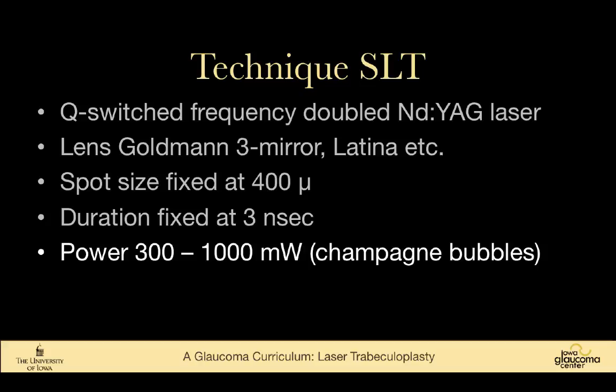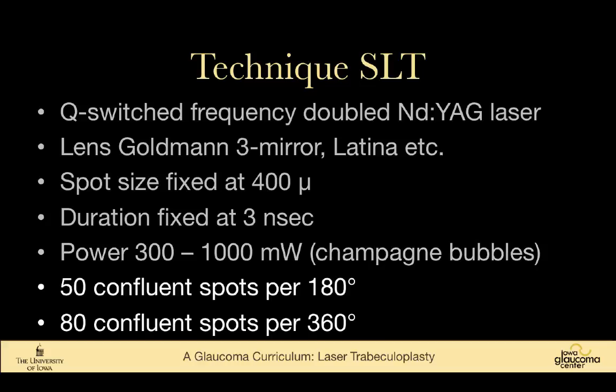Some people will continue to treat at that energy level. Others will get to the champagne bubbles and then back off until no bubbles are seen. And one can treat over 180 degrees or 360 degrees. These spots are confluent right next to each other. They're very large spots. It's very hard to see them in crisp focus because it's a very large defocused spot. Somewhat easier to do than argon laser trabeculoplasty because it doesn't require quite such precise aiming.